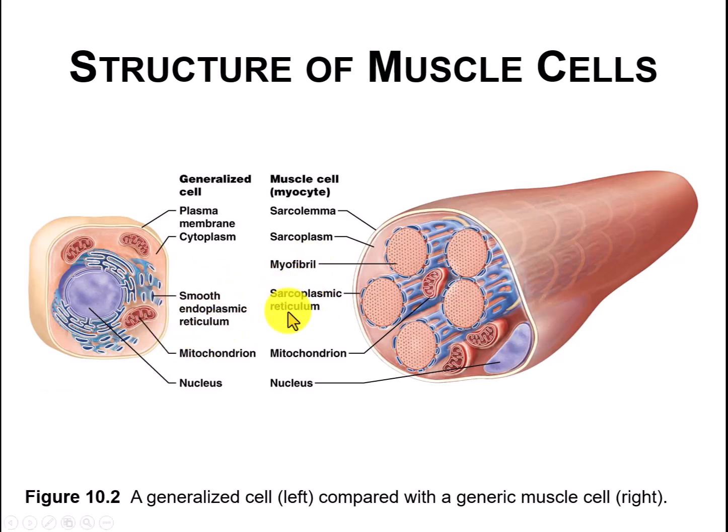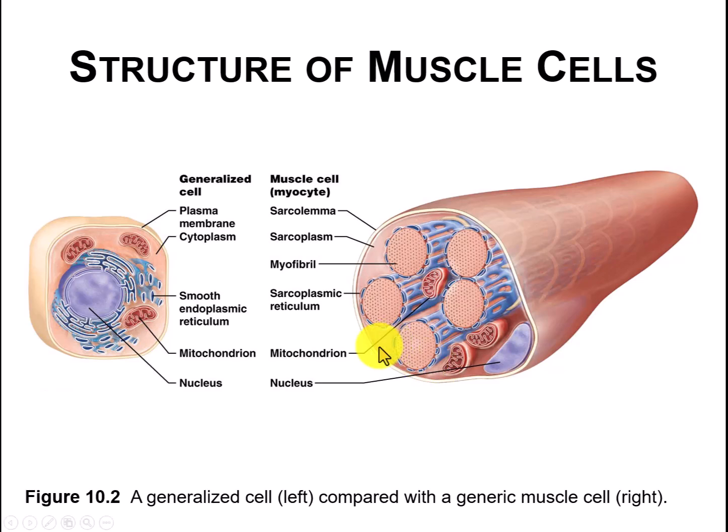Smooth endoplasmic reticulum is now called the sarcoplasmic reticulum, and you can see this blue net-like structure surrounding all the myofibrils. And remember back when we learned the smooth endoplasmic reticulum, some of you probably did not make note of it, but in the muscle cell, the big job of the sarcoplasmic reticulum is calcium storage. We have the mitochondria. We have lots of mitochondria, especially in our muscles that do a lot of work, long distance, not our short bursts.